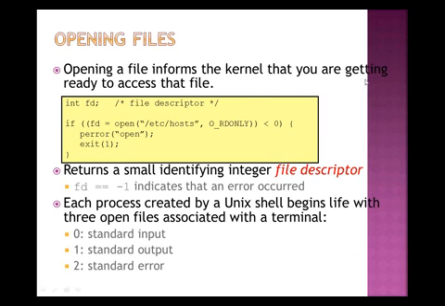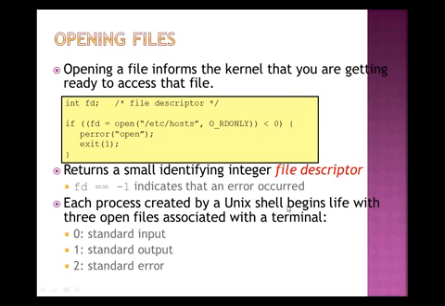Opening a file informs the kernel that you are getting ready to access that file. This means whenever we open a file, it is the responsibility of the operating system to inform the kernel that you are getting ready to access that file. This is the same example using fd as a variable, then it uses the open function with the file name and read only. Here is the error condition, then exit 1. It returns a small identifying integer, that is, a file descriptor. If fd is less than 0, it indicates that an error occurred.